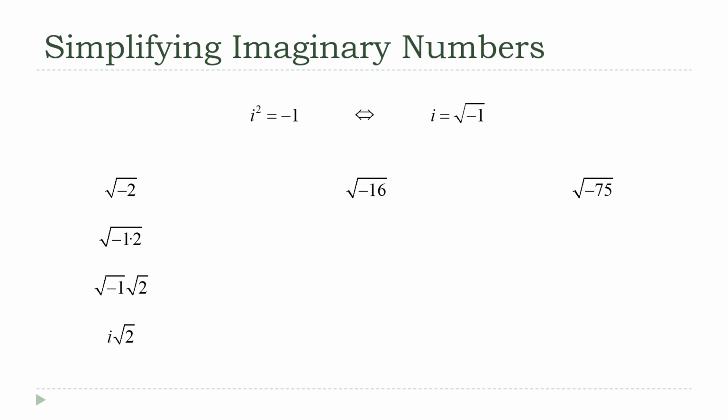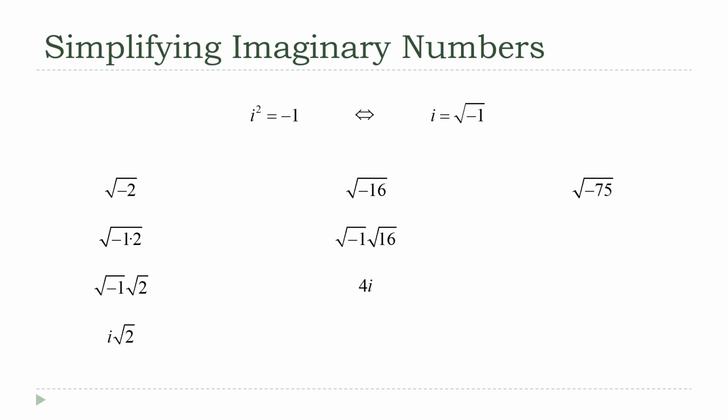Okay, so let's try this again on the middle one here, the square root of -16. You notice right away that 16 is a perfect square, so we're going to treat this exactly the same way. I'm going to split it up: square root of -1, square root of 16. Square root of -1 is I. Square root of 16, of course, is 4. So the square root of -16 simplifies to 4I.